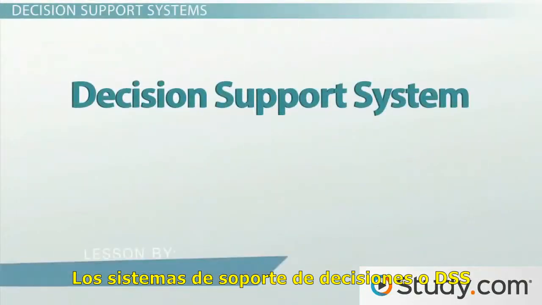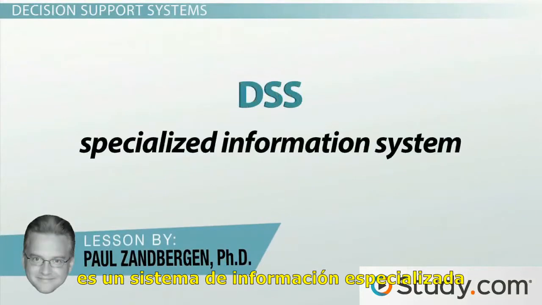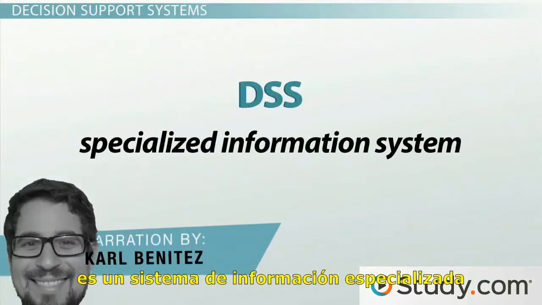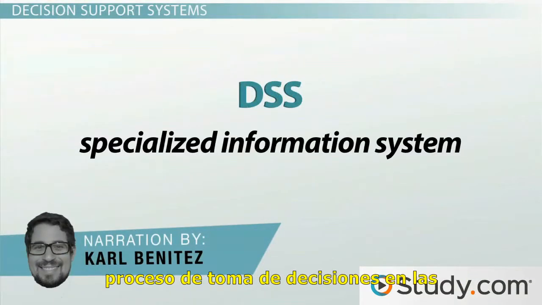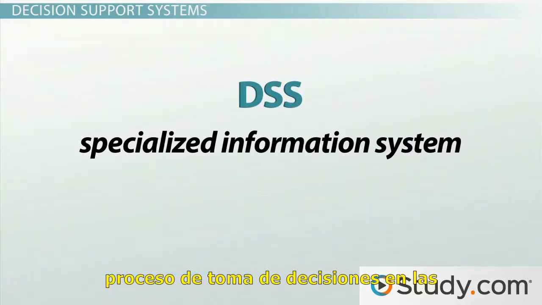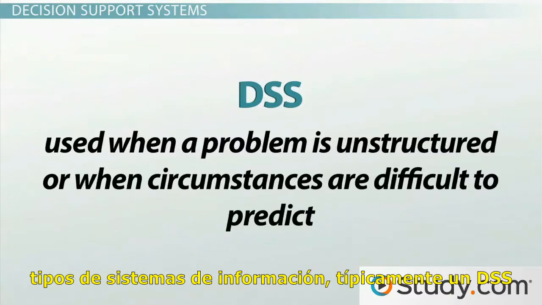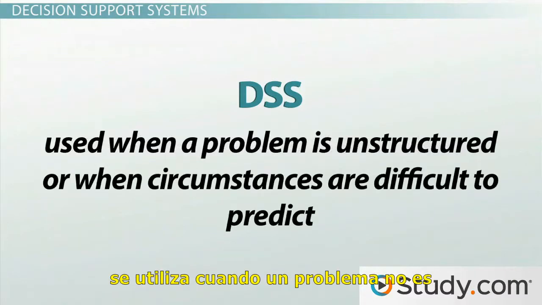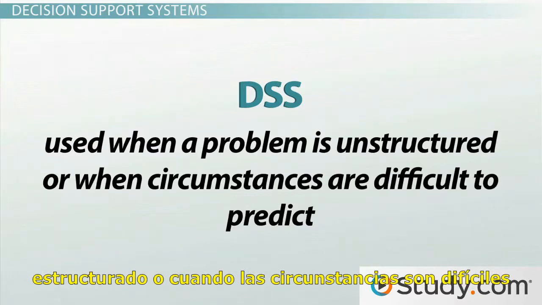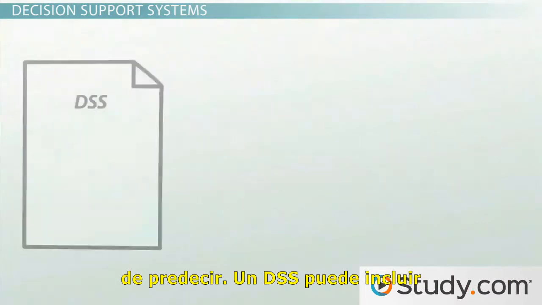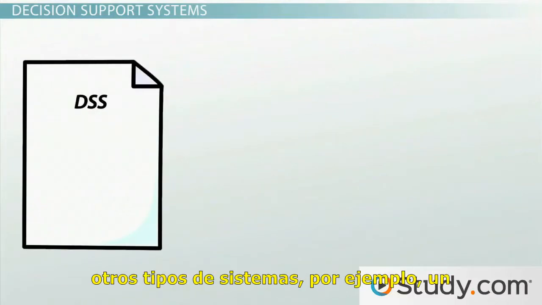A decision support system, or DSS, is a specialized information system specifically designed to facilitate the decision-making process in the operations of organizations. Compared to other types of information systems, a DSS is typically used when a problem is unstructured or when circumstances are difficult to predict.